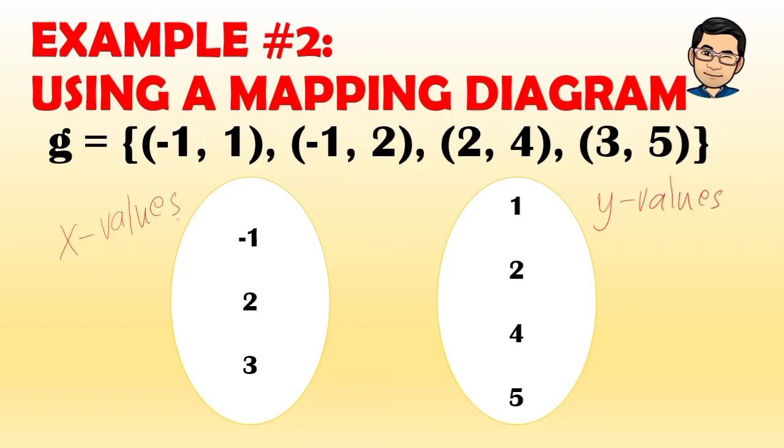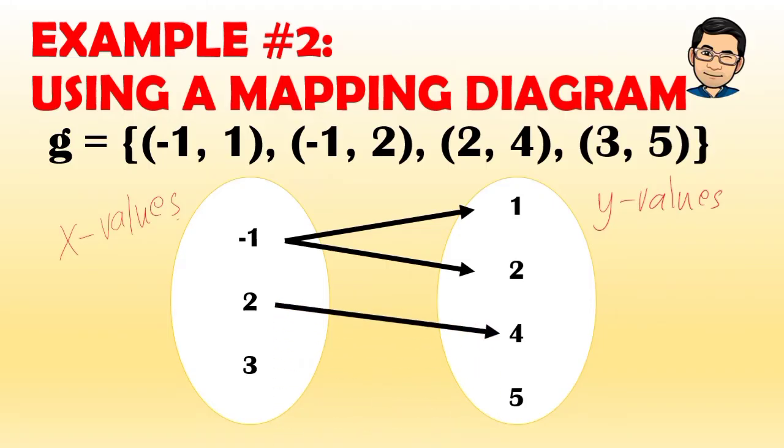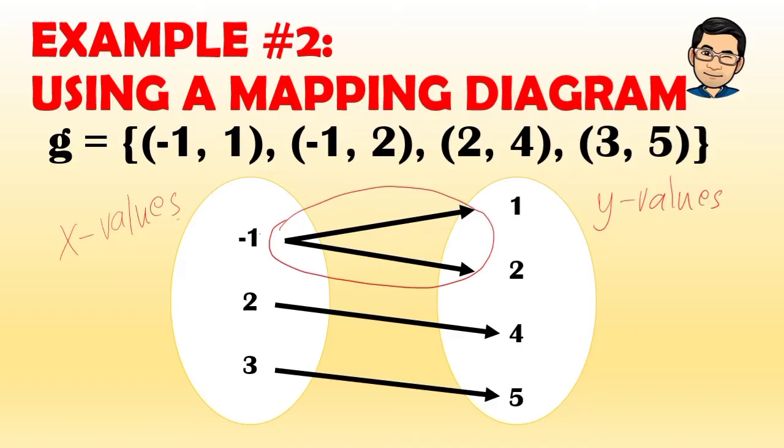So paano natin i-connect yung mga line? So una, negative 1, nagko-correspond siya sa 1. Second ordered pair, negative 1 ulit, kaya lang nagko-correspond na siya sa 2. Okay? And then, yung 2 sa 4, finally, 3 sa 5. So, kung makikita nyo dito, yung binilugan ko na yan, nagko-correspond yung isang x value sa dalawang y values. That makes it not function.